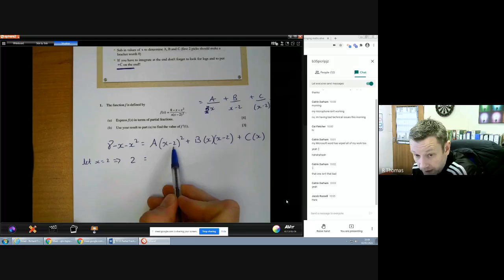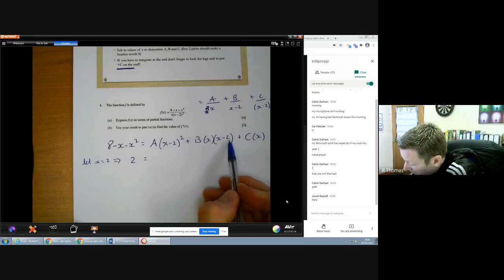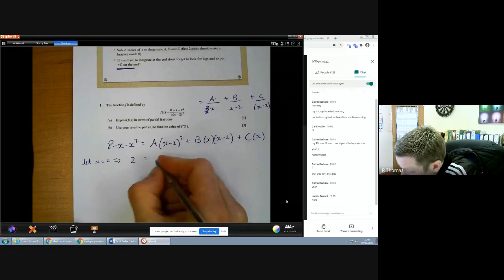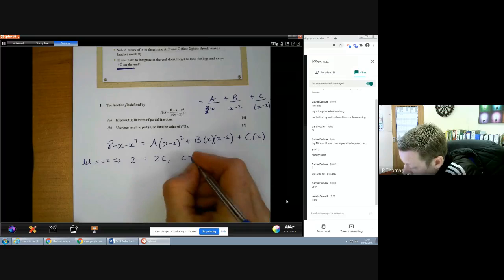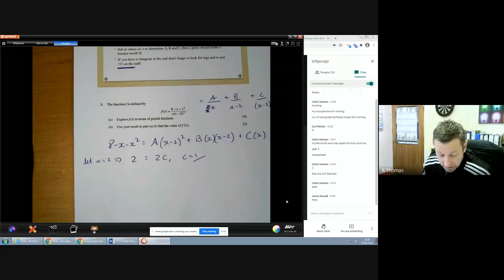2 minus 2 is 0. That goes. 2 minus 2 is 0. That goes. So I'm just left with 2c. So c must be 1. All right, I'm assuming that's okay so far.